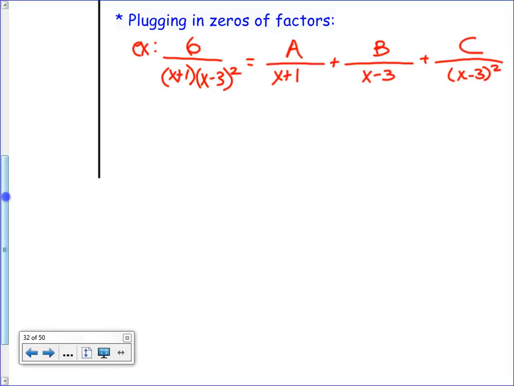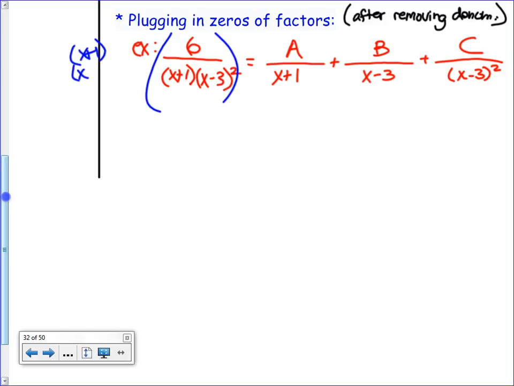Okay. Plugging in zeros of factors happens after removing the denominator. What do I mean by that? How do we remove those denominators, guys? Multiply by the big denominator. Good. Just get rid of him. It's as easy as that. Just get rid of that denominator. X plus 1 times x minus 3 squared. But when I do it on this side, I have to do it on this side, right?